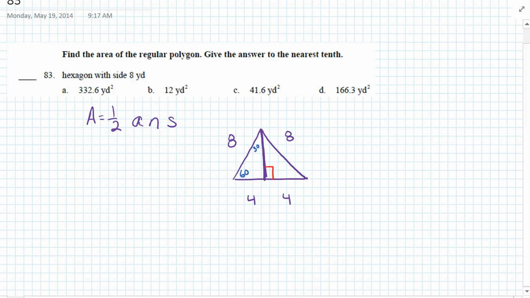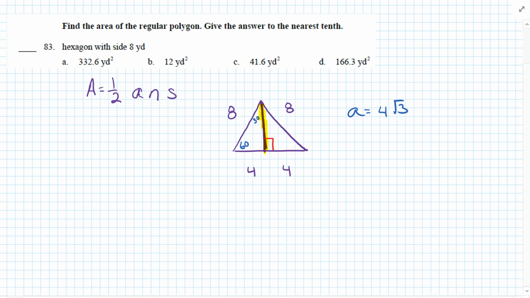This is going to be what I'm highlighting. This is the apothem right here, from the center to the perpendicular side. So since this is a 30, 60, 90 triangle, we know the apothem is going to be 4, that's the base, times the square root of 3. So the overall area is going to be 1/2 A, which is 4 root 3, N, it's a hexagon, so there's 6 sides, and S, side length, is 8.